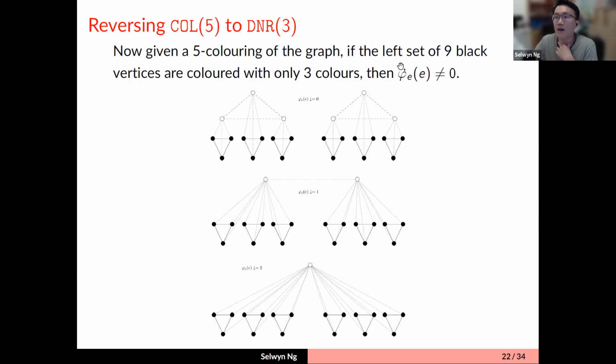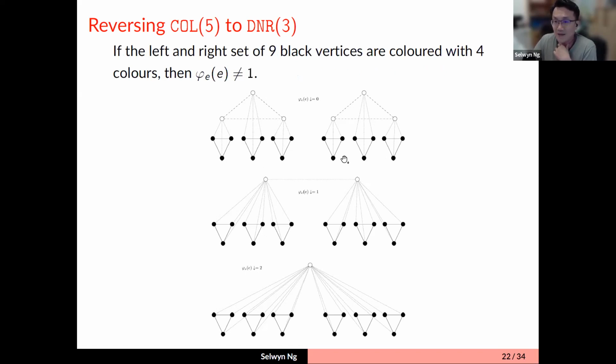So first of all, if the left set, these 9 vertices here, is colored with only 3 colors, then it's easy to see that the first situation cannot be true. Because if this set of 9 nodes is colored with only 3 colors, then these 3 white nodes each have to avoid the same 3 colors, but then these 3 white nodes also have to avoid each other, and this cannot be done with only 5 colors. So if that's the case, then we know that phi EE cannot be 0.